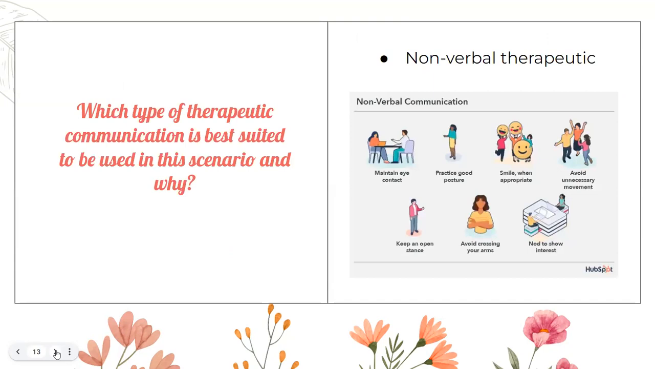Which type of therapeutic communication is best suited to be used in this scenario and why? As stated by my colleague earlier, therapeutic communication is used when the patient's needs are to be met rather than the nurse's. In this specific scenario, 2 student nurses are working at an outpatient clinic, when during an assessment, a patient started to cry and scream loudly. One of the student nurses tried to ask the patient what is wrong, but she doesn't answer. Instead, she continues crying.